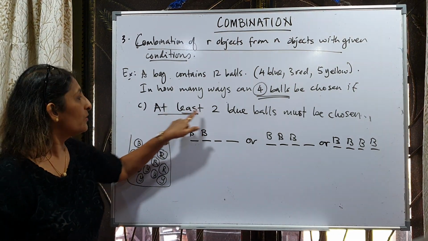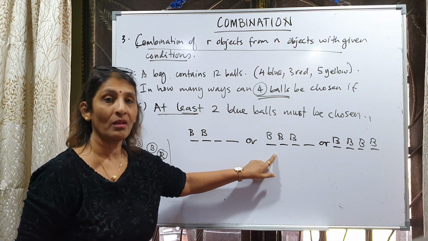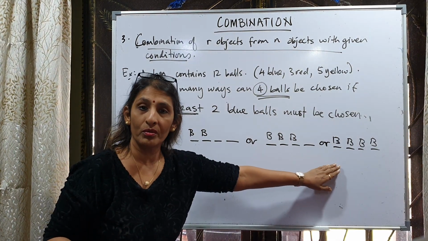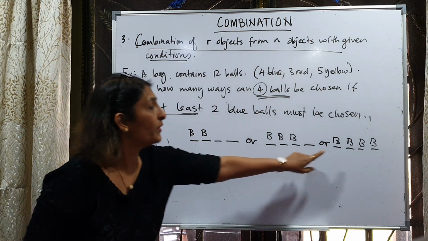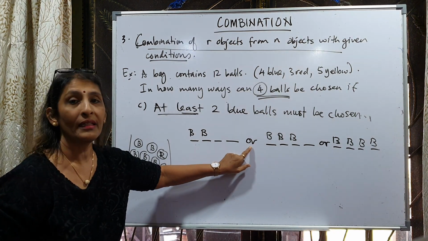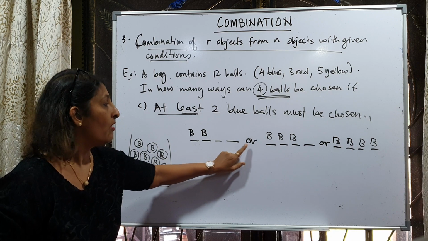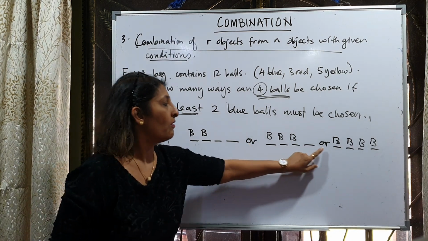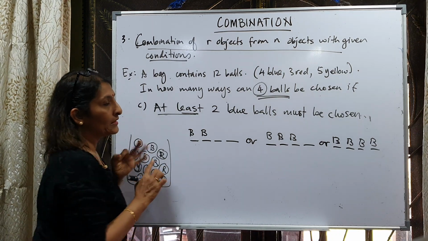When they say at least 2 blues, it could be 2 blues, or it may be 3 blues, or it may be all 4 blues. You're not going to pick 12 balls, so you can't put "and". It is "or". You're only going to pick 4. So it's either this 4, or this 4, or this 4. Alright? Okay, now we do the third step.